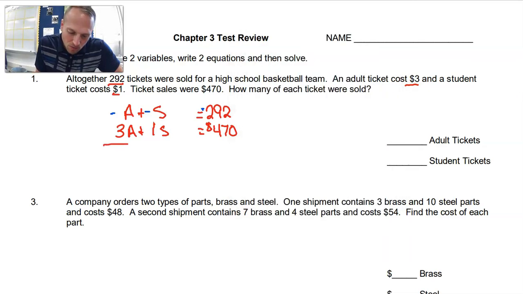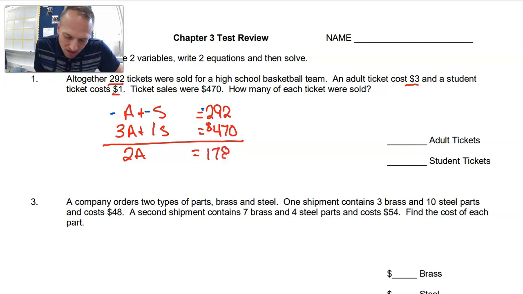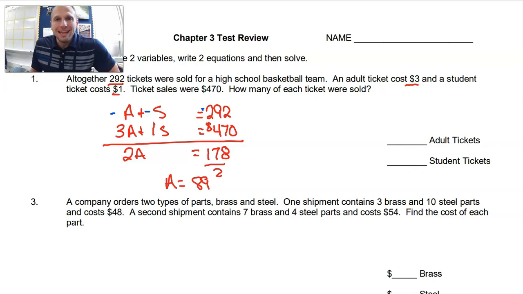And now let's see what happens when we combine them. Negative A plus 3A is going to be 2A. Negative S plus 1S is 0. And negative 292 plus 470 is going to be 178. Last step, divide by 2. A equals, that looks like it's going to be 89. So we sold 89 adult tickets.